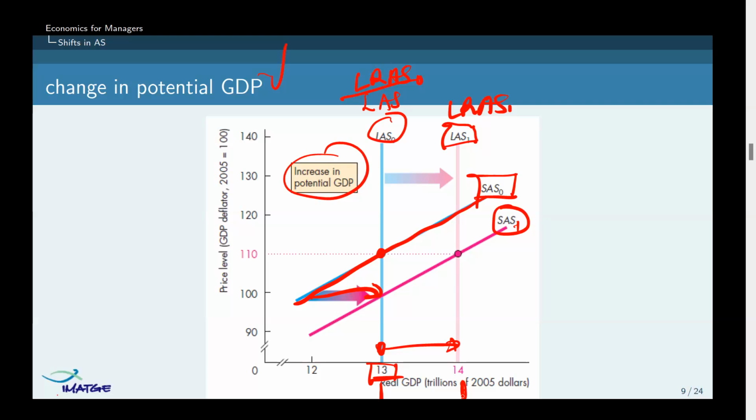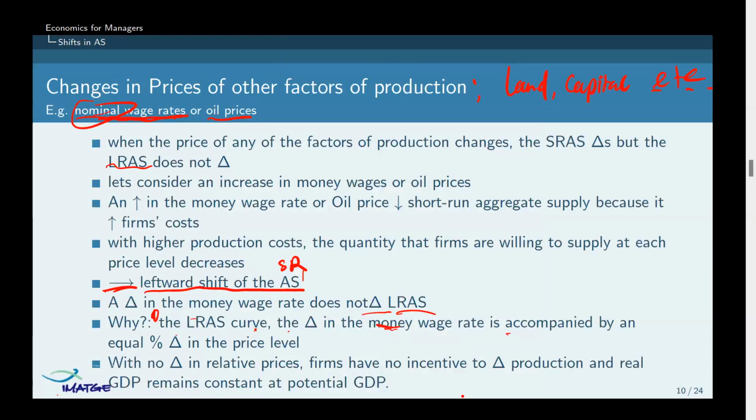So whenever there is a change in potential GDP in the economy, the long run aggregate supply curve doesn't go alone. It goes with the short run aggregate supply. Maybe it will be clearer when I apply it to the question that we have in your assignment, right? I don't know. Must I move on?